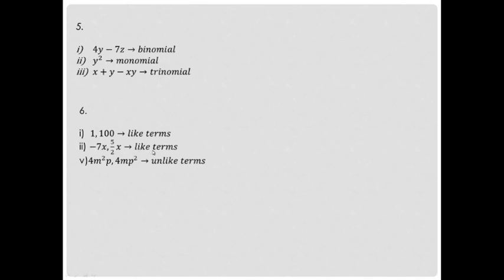Then in number 5, 4m square p and 4mp square. Let's see, the coefficients are the same, but the variables are different. Because here m is squared, and here it is not squared. Here p is not squared and p is squared here. So the variables are not the same, so they are called unlike terms.